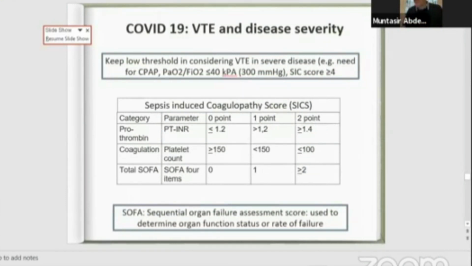I gave the sepsis-induced coagulopathy score here, but you can Google it very easily. And if your sepsis-induced coagulopathy score is 4 or more, then you are likely to have severe disease, and you are likely to have pulmonary embolism. Can we have the next slide, please?